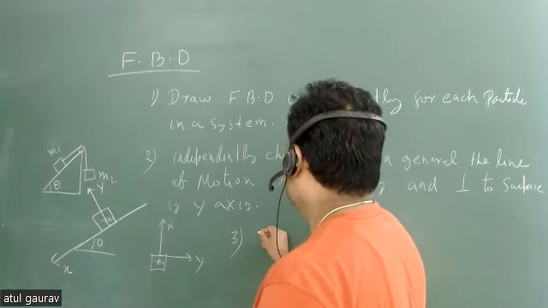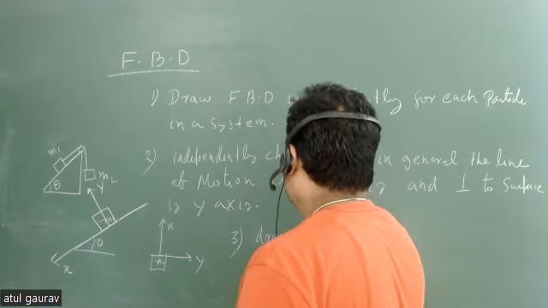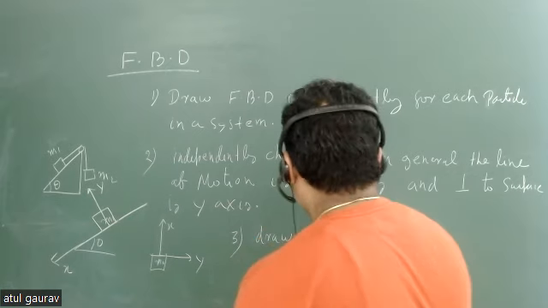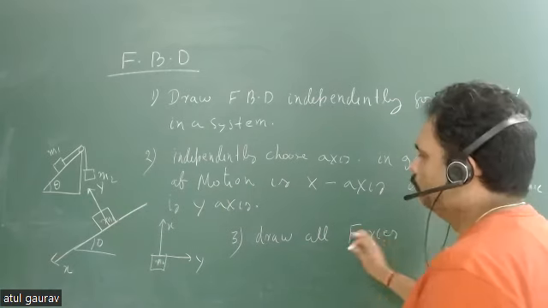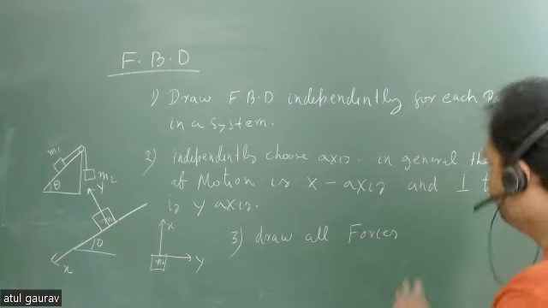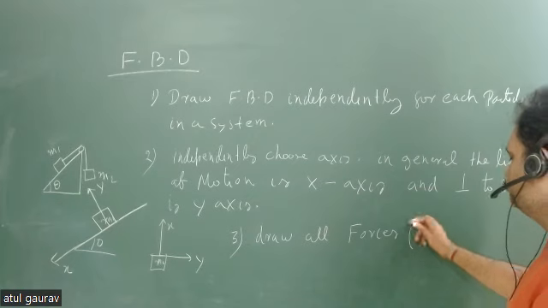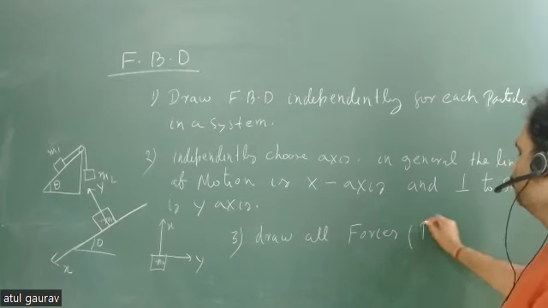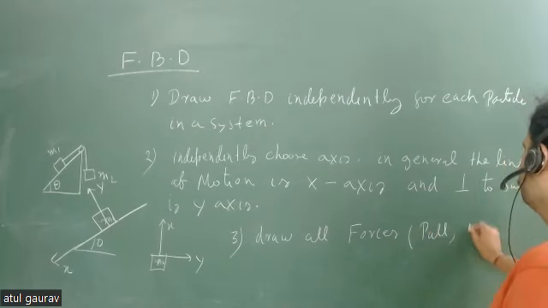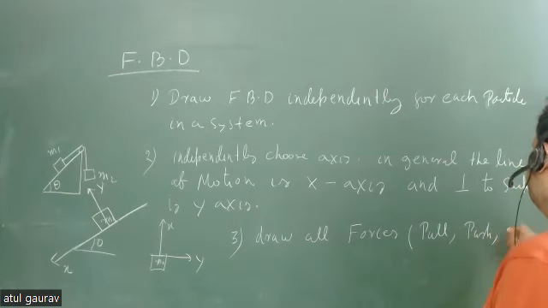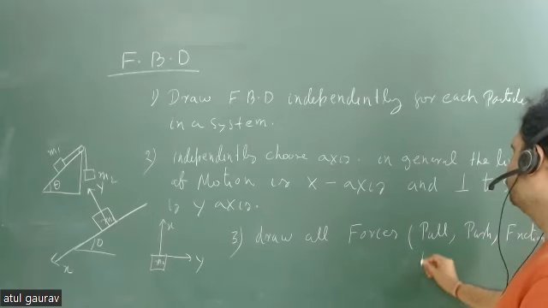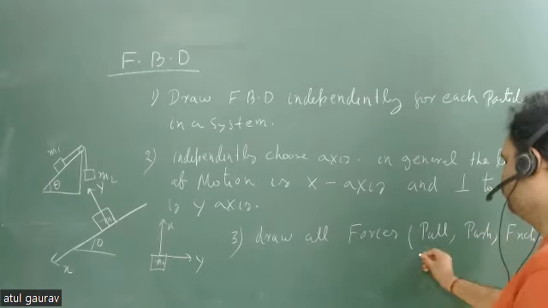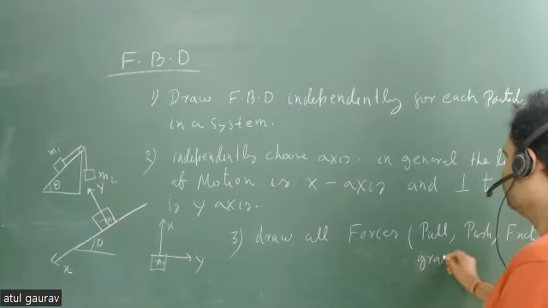You will just draw all forces. You will draw all forces, mainly three types of force. What will they be? Pull, push and friction. Push, gravitation, sir, friction, and if needed, gravitational force. Okay, yes, gravitation is also a force.